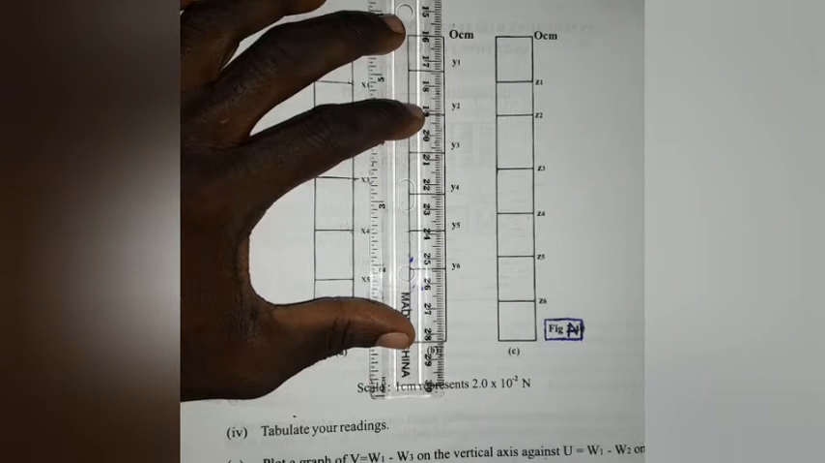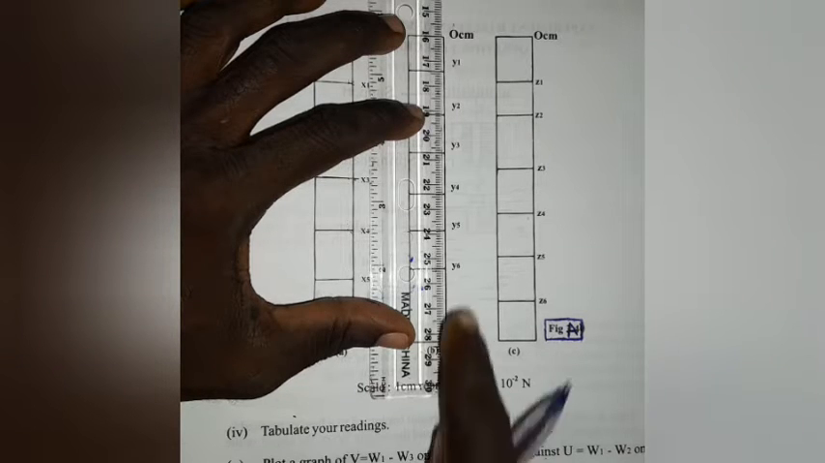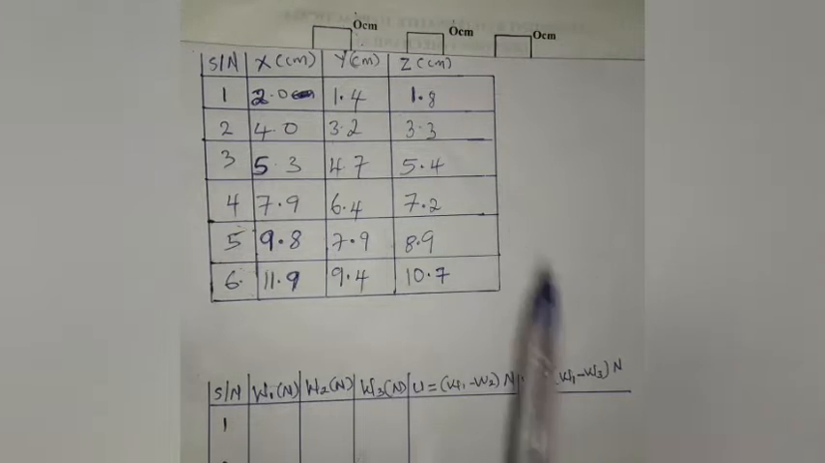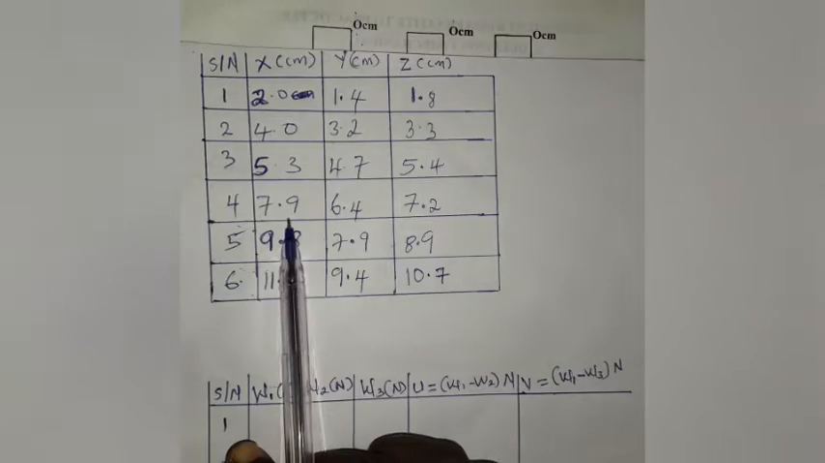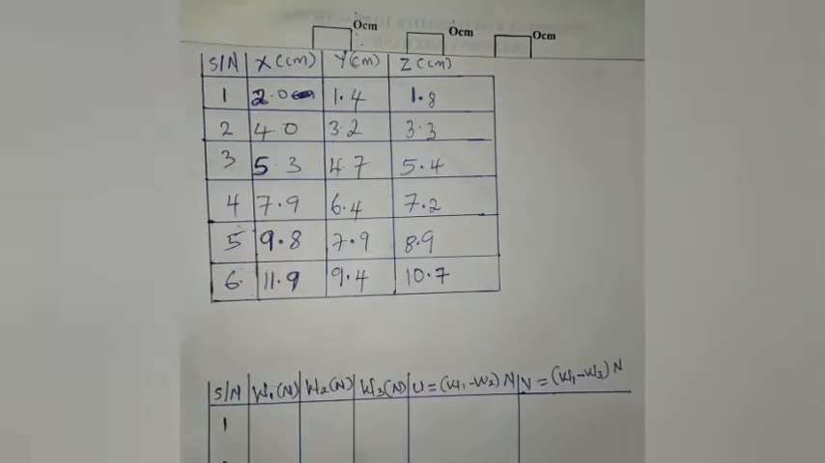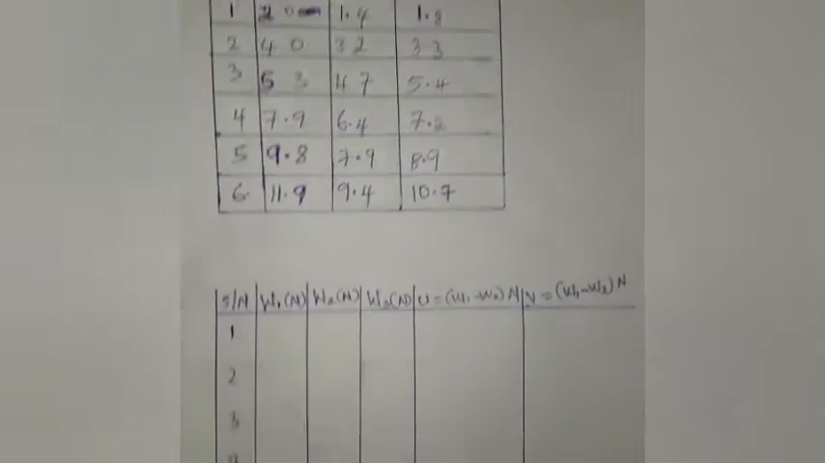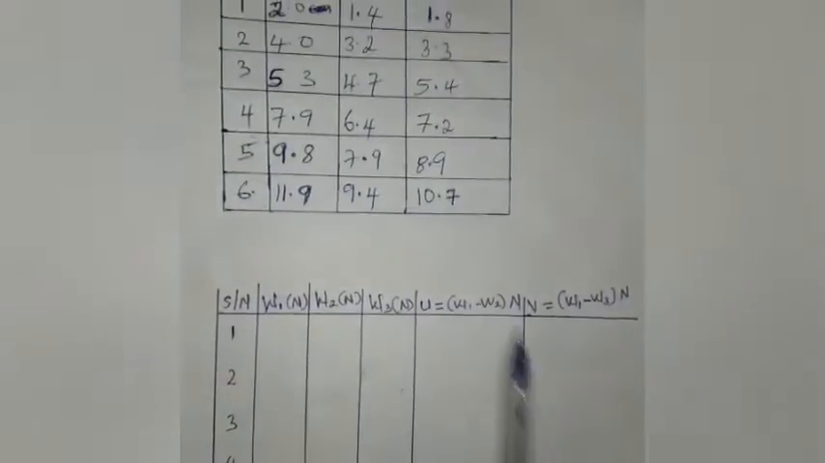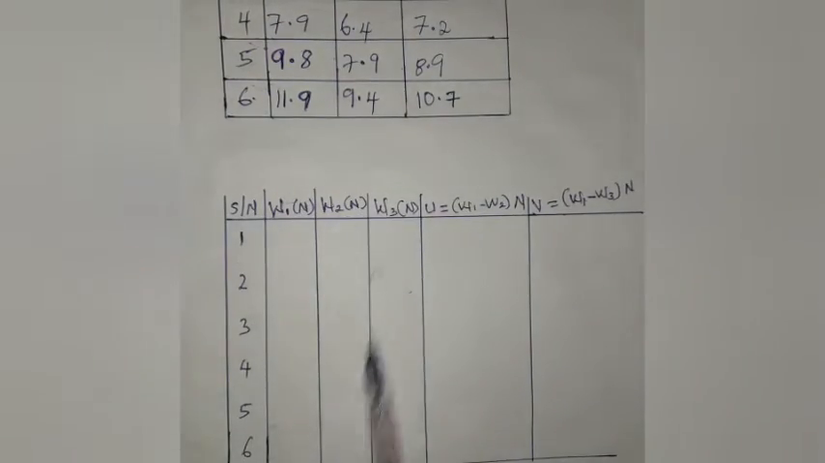Now, I believe that we already have the idea of how to take the readings. So let me pause the video and take the reading for this and this. Then I'll show us how to convert them to W1, W2, and W3. So here we have the recorded values for X, Y, and Z. Now the next thing we have to do is to convert the values for X, Y, and Z to W1, W2, W3.